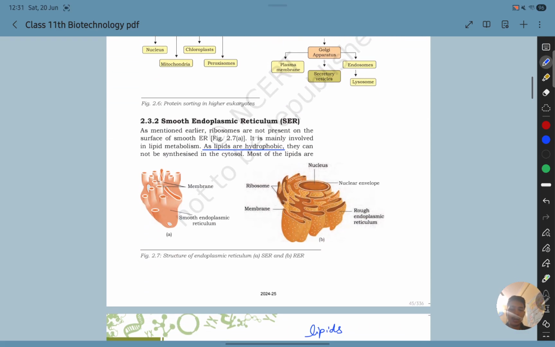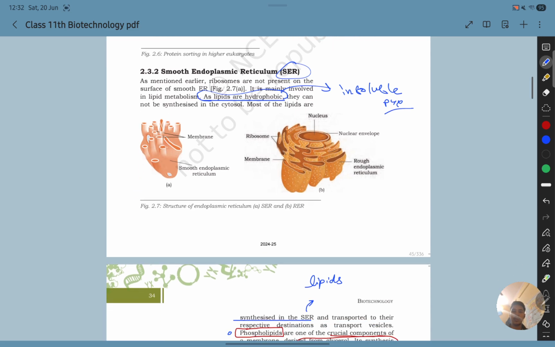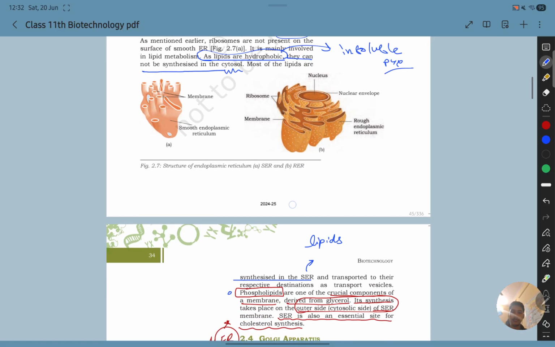The second is the smooth endoplasmic reticulum. All lipids are hydrophobic. Remember this: they are hydrophobic, which means they are insoluble in water. This is a previous year PYQ. Remember this, and they cannot be used in the synthesis of cytosol.